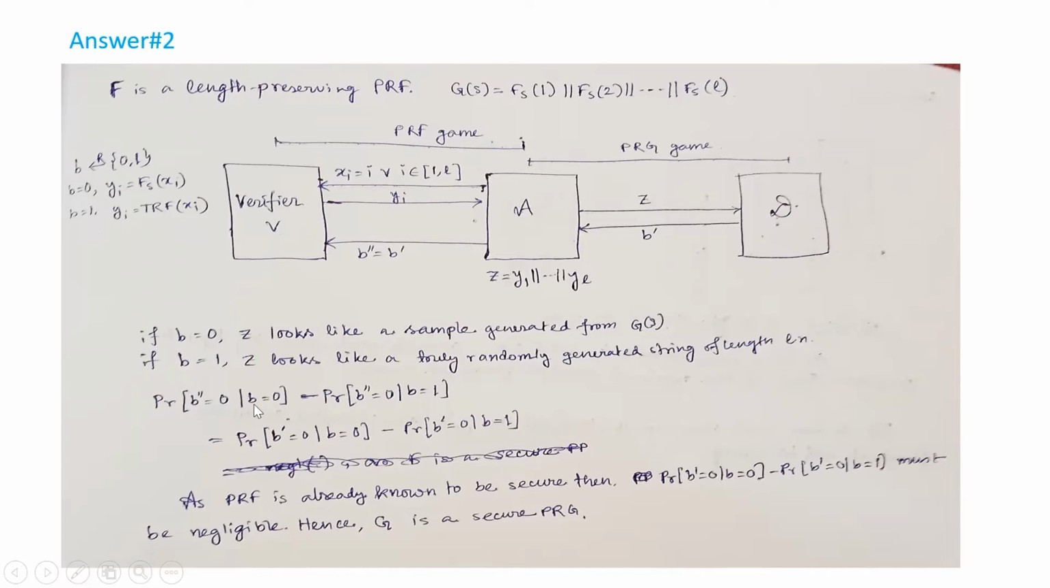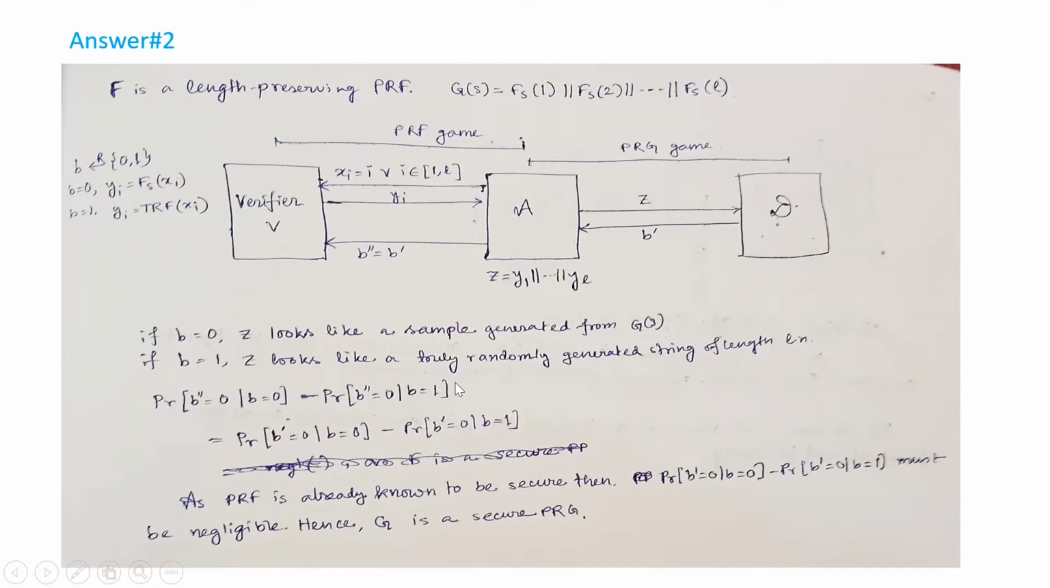Now, the probability that given B equal to 0, B dash turned out to be 0 by the attacker A, that probability is exactly the same as the probability that B dash is 0 provided B equal to 0, because B double dash is nothing but B dash only. So this probability is equal to this probability, and the probability that B double dash was 0 provided B was actually 1, that probability is again equal to the probability that B dash equal to 0 over the event B equal to 1.